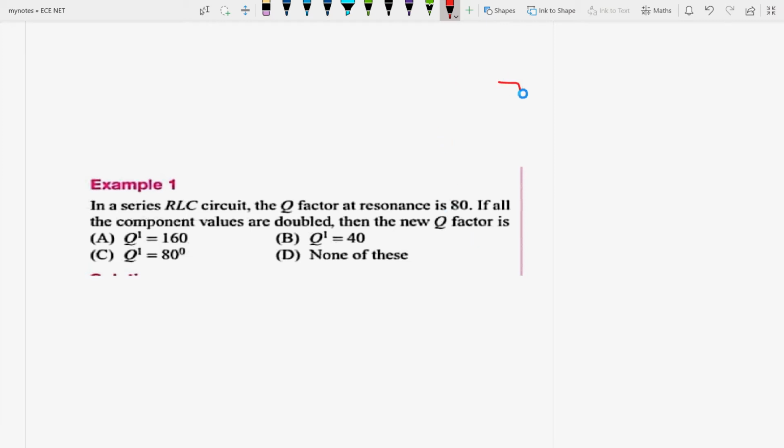You know, this is a series RLC circuit, R, L and C. Okay, this is the voltage. This is R, L, C. This is the current flowing through the circuit. This is plus minus, the source voltage.